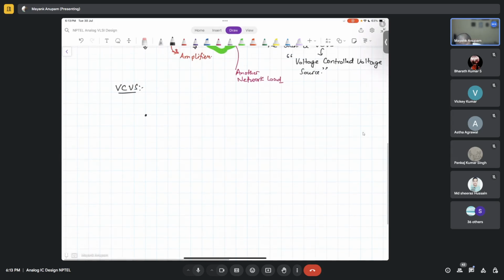Coming back to the point, what is a VCVS? A VCVS is nothing but you have a terminal here. Okay, so it is common and, sorry.